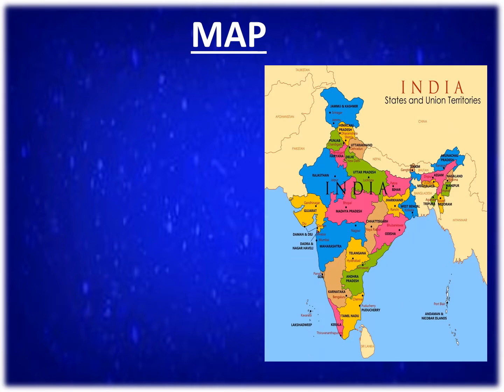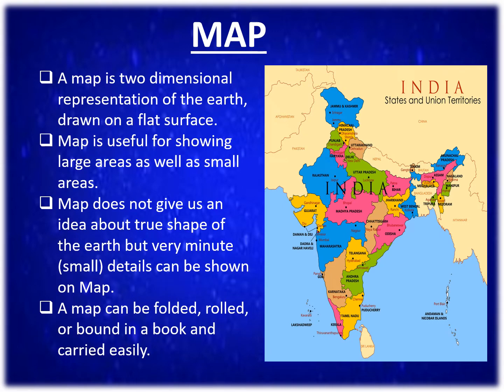Now let us learn about the map. A map is a two-dimensional representation of the earth which is drawn on a flat surface. A map is useful for showing larger areas as well as very small areas. A map does not give us an idea about the true shape of the earth like a globe, but it helps us to study very minute small details. A map can be folded, rolled or bound in a book and carried easily wherever we go.